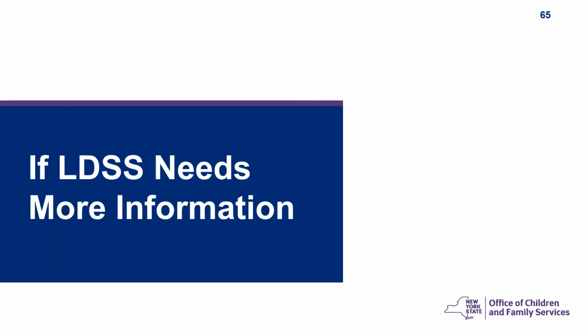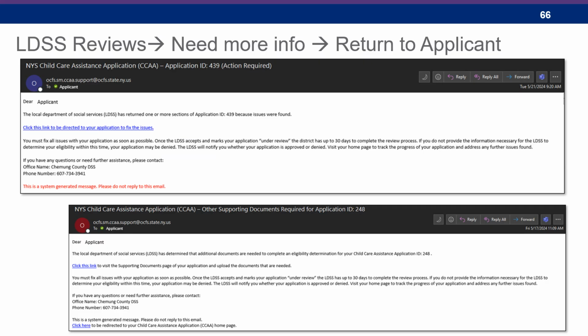This section is about what happens if the LDSS requires additional information from you after you have completed your application. After you complete your application, the LDSS will begin reviewing and processing it for eligibility determination. If there are questions about anything you submitted, for instance, if it appears something you submitted is incorrect or incomplete, the LDSS may return one or more sections of your application. You will receive one email for each returned section. All sections must be corrected and returned to the LDSS. If that happens, you will receive one of the following emails.